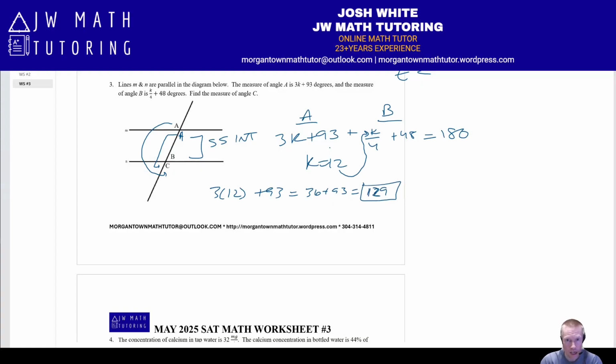Or you could technically plug it in for B. 12 over 4 is 3. 3 plus 48 is 51. And then do 180 minus 51, which is going to be 129 as well. So however you want to work it out, measure of angle C turns out to be 129 degrees.